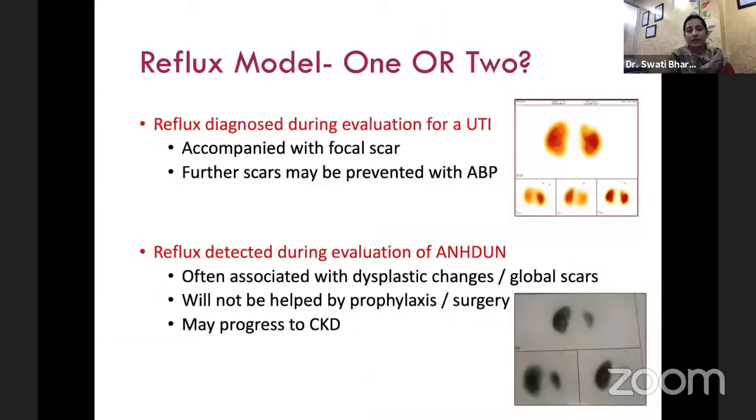So reflux can be detected in two ways. Either it comes to attention during evaluation of a urinary tract infection, and further scarring can be prevented with antibiotic prophylaxis, and if there are breakthrough UTIs, surgery may be needed. While a reflux which is detected during evaluation of antenatal hydronephrosis, when it is associated with global scarring or hypodysplasia of the kidney, carries more risk of progression to chronic kidney disease.